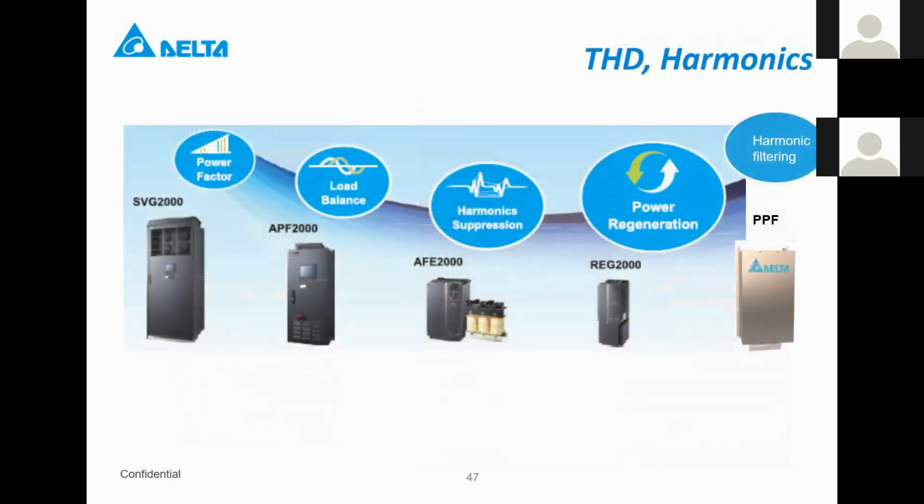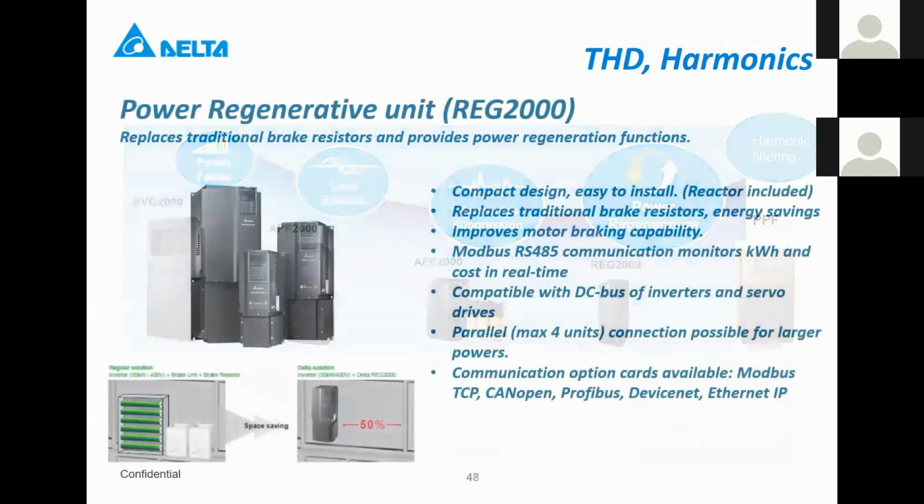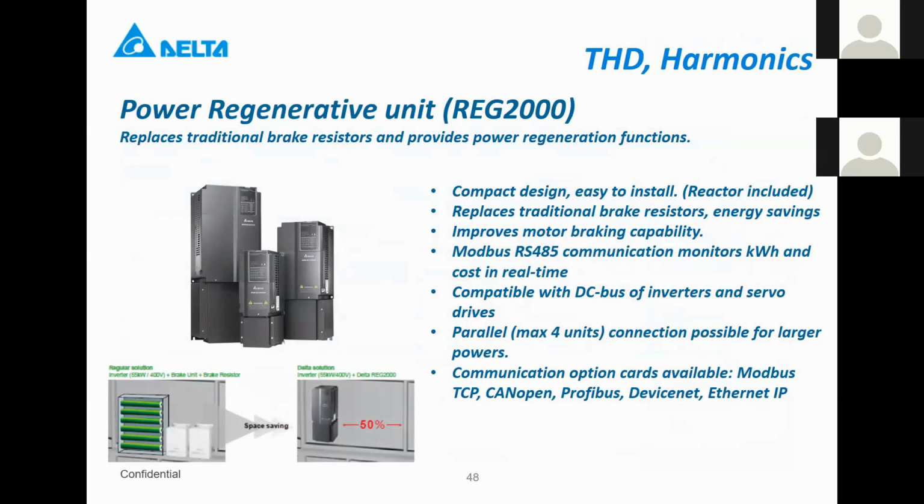Filtering, what we can provide for harmonic distortion filtering is a lot of different types. We start with the regenerative unit. It is not really reducing the harmonics a lot. What you do with this one is saving a lot of energy. You don't burn all the energy in a brake resistor, but you bring the energy back to your main supply.